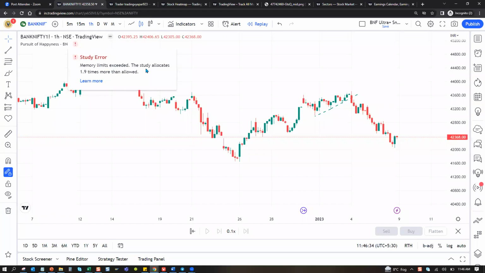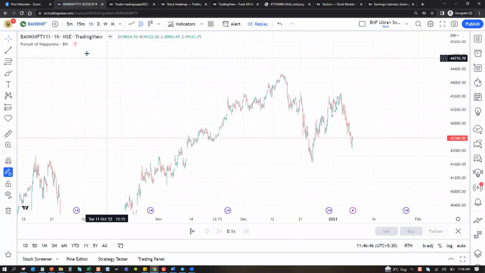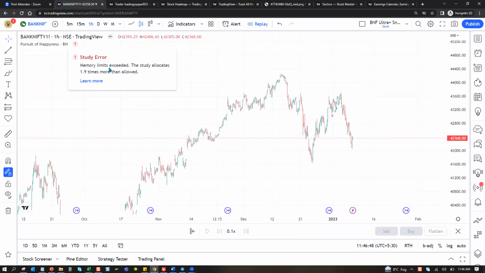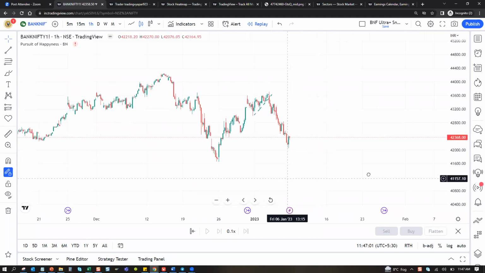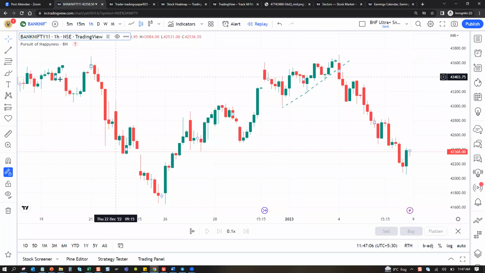Memory time limit exceeded. Why it is saying this is the code is so big that in 1 hour there is so much data coming for plotting and everything that it is exceeding the maximum time that TradingView gives to execute a code. That is why this is an intraday indicator with a lot of package stuff. So you only have to use it at the 5 minutes time frame, which I've mentioned in the PPT as well. So what I do to mark levels is I first look at the very basic price action structure.